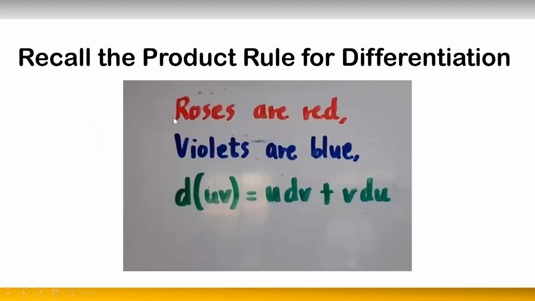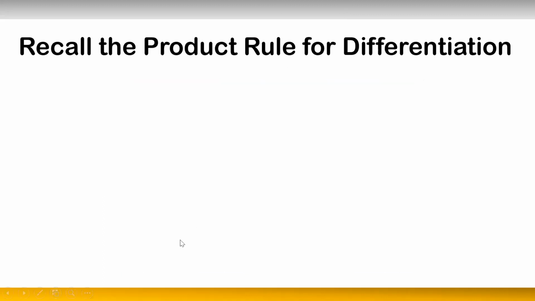Okay? So, share ko lang po sa inyo yung ating maikling riddle or parang poem para mas maalala nyo yung ating integration by parts. So, roses are red, violets are blue, derivative of UV is UdV plus VdU. So parang nire-recall po natin kasi dito yung product rule for differentiation. Roses are red, violets are blue, derivative of UV is UdV plus VdU. Ano yung essence nito sa integration by parts?